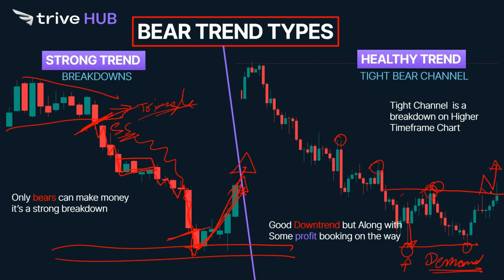So you should not initiate new trades on these pullbacks because you have a double bottom formed here, right? So this is how you need to trade tight bear channels, and probability will always be high when you sell in these healthy bear trends. Buyers cannot make money, only scalpers can make money by taking a few pips of target in the bullish direction, but sellers have a very good opportunity short selling in this downtrend.